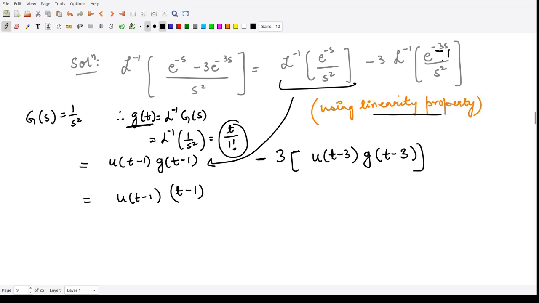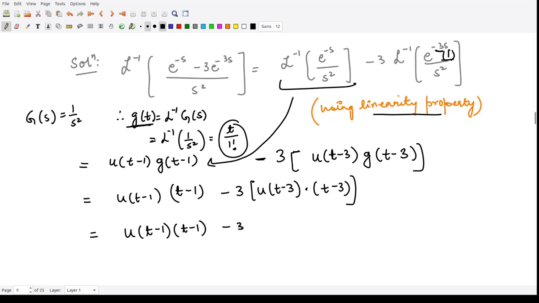Because this function 1 by s square is the same as here. So we have minus 3 u of t minus 3 into g of t, where g of t was t divided by 1 factorial. So g of t minus 3 would be t minus 3. That means our final answer is u of t minus 1 into t minus 1 minus 3 u of t minus 3 into t minus 3. So this is the final answer.